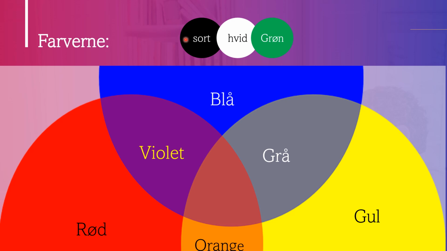Sort, sort. Hvid, hvid. Grøn, grøn. This color is blå, blå. Violet, violet. Grå, grå.